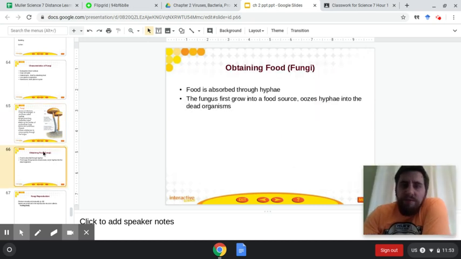Obtaining food. Food is absorbed through the hyphae, which are kind of the cells that you can see on a fungus. Fungus first grows into a food source, and then it kind of oozes hyphae into the dead organisms, which use chemicals to break down the cells of the things that they're eating, and then absorb that into their cells.